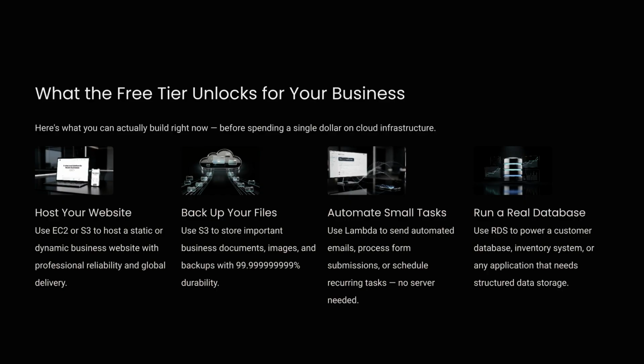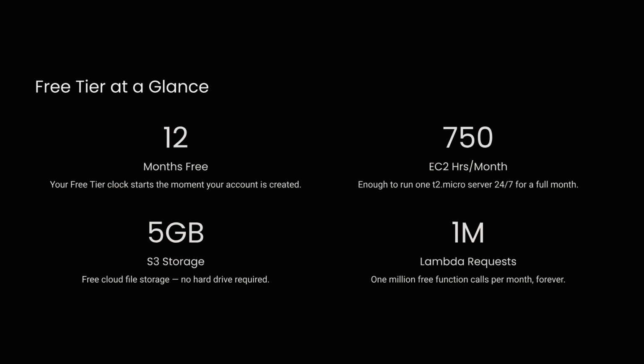The free tier allows you to host a website using EC2 or S3, securely back up your files with S3, automate small tasks with Lambda, and run a real database using RDS, all at no cost. Remember the key limits: 12 months free, 750 EC2 hours per month, 5 gigabytes of S3 storage, and 1 million free Lambda requests per month, forever.